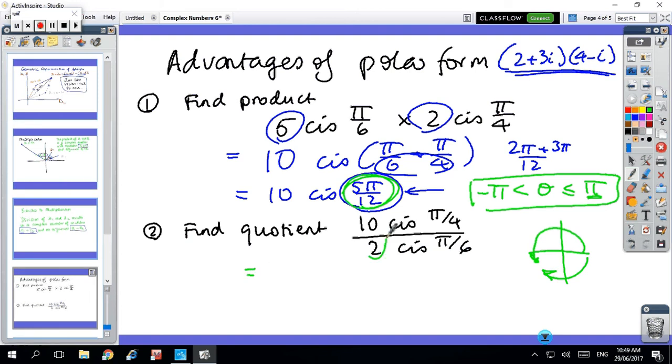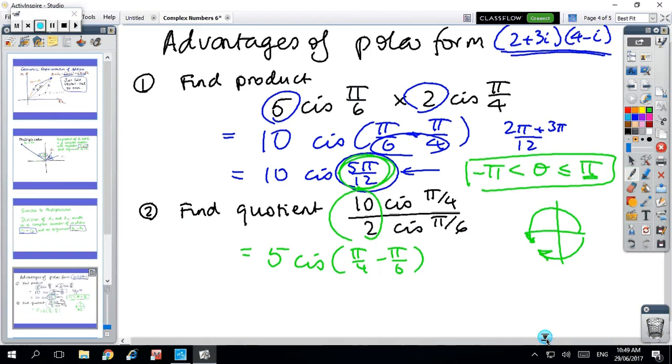With division, we just divide, so we get 5, and then we subtract the angles. The answer is 3 minus 2, so it ends up being 5 cis pi on 12. Okay, so this is much easier to use than doing that complicated division formula.